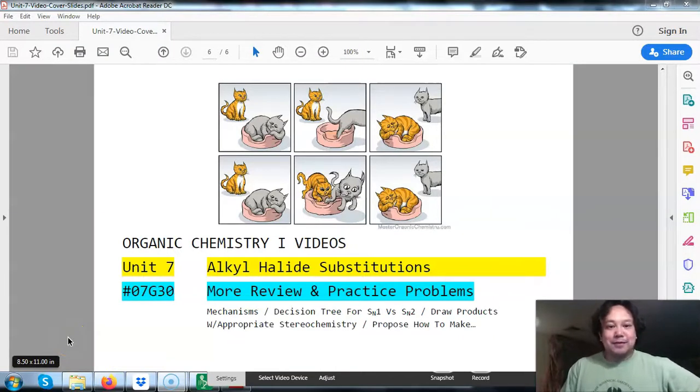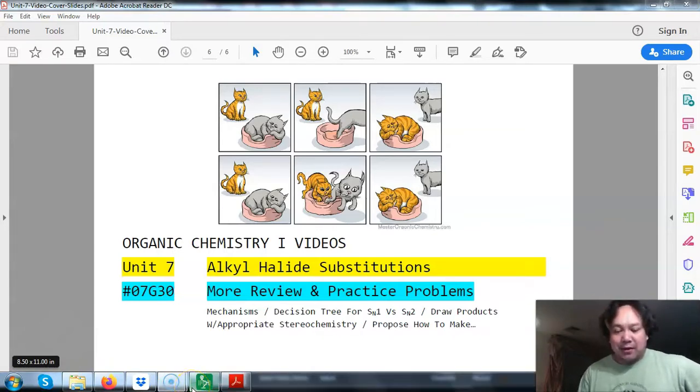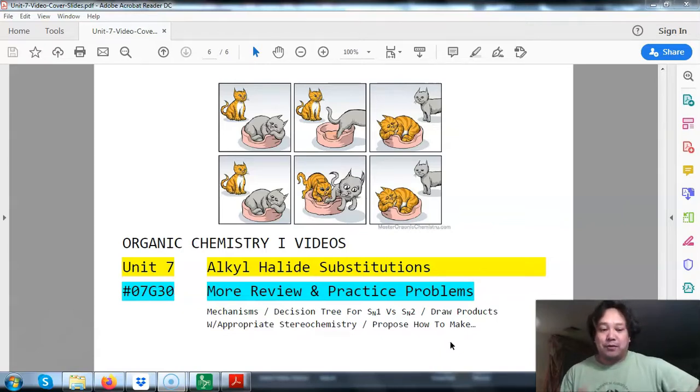Review, Unit 7, Alkyl halide substitutions. We're going to talk about the mechanisms of SN1 and SN2, a decision tree, how to decide whether your conditions are telling you to do SN1 or SN2, how to draw products with the appropriate stereochemistry, and one last type of problem. I'll give you a product and you have to tell me what alkyl halide and nucleophile you would use to get that product.